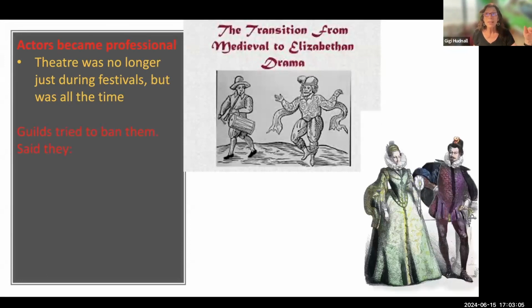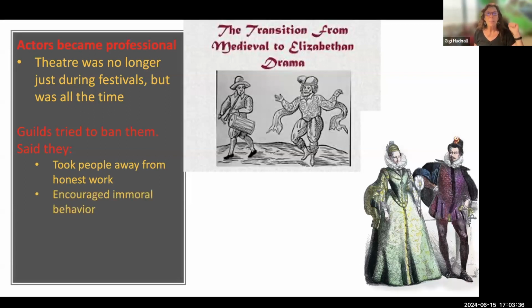The guilds tried to ban them. So remember, for a while, the guilds were running them. Now, the church has kind of said, no, you can't do anything about the church. You can't do any religious drama. And the guilds who used to be in charge of them now tried to ban them. They said that they took people away from honest work. Actors were not really acting. They were not doing their duty. They should be out in the fields, growing corn or something. Certainly not acting and performing in plays.